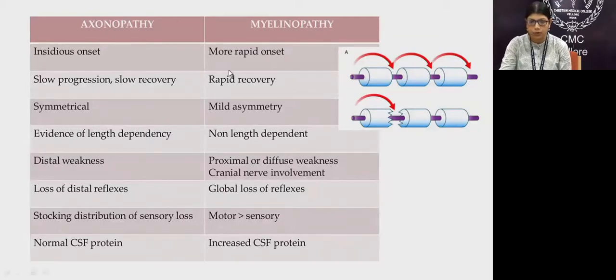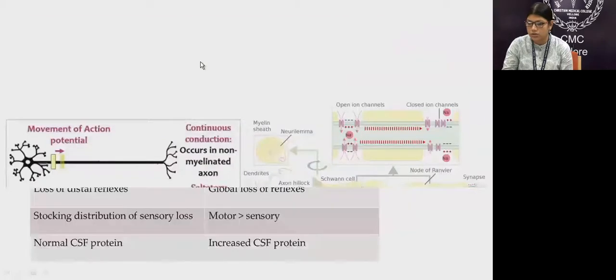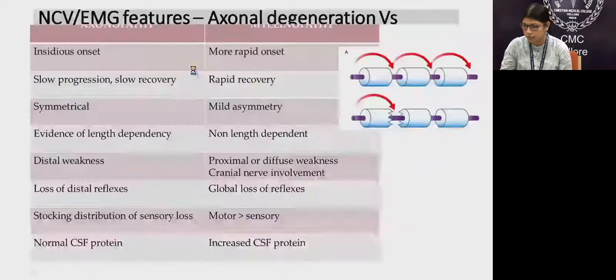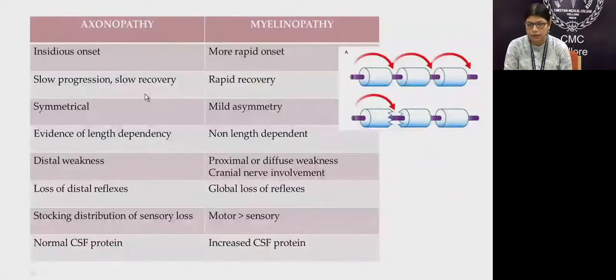So here in myelinopathy, because the myelin sheath is gone, the conduction of impulses is really slowed down. So they have a more rapid onset, whereas axonopathy is usually a length-dependent neuropathy and is more of an insidious onset. And once the myelin is regenerated, they will have a rapid recovery, whereas when the axon is affected, it causes a slow recovery.